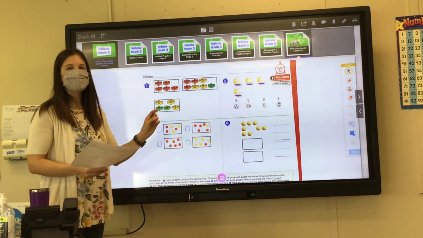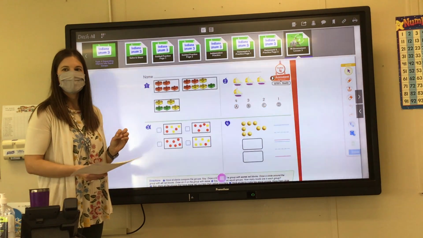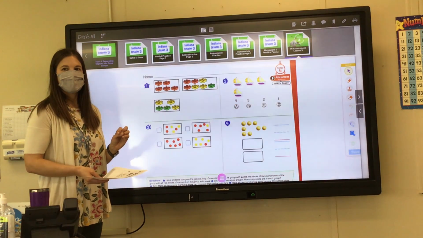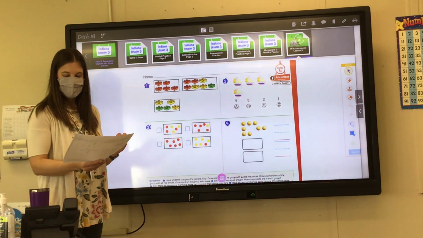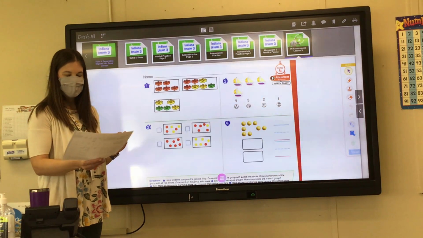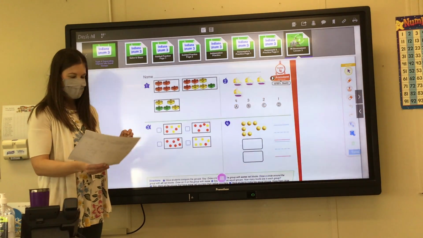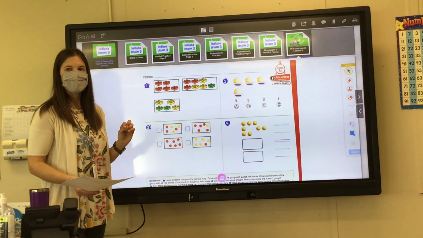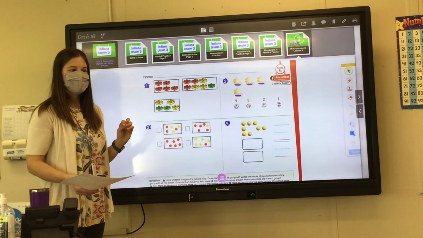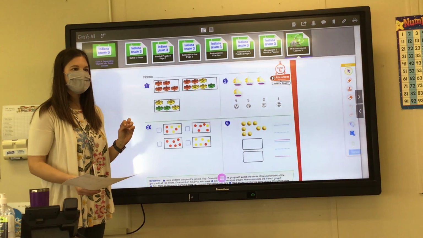Which one has some red blocks? You draw a line under it. Some red blocks. Then there's another step. We're going to draw a circle around the group with all red blocks. So which one has all red blocks? Circle that group. Circle the group with all red blocks.